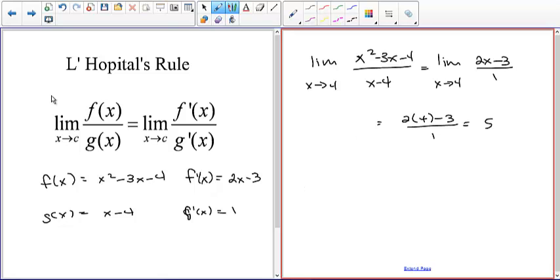One using the dividing out technique, this using L'Hopital's rule. It's L'Hopital, not L'Hopital or whatever.